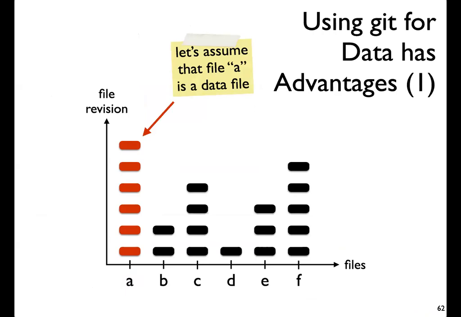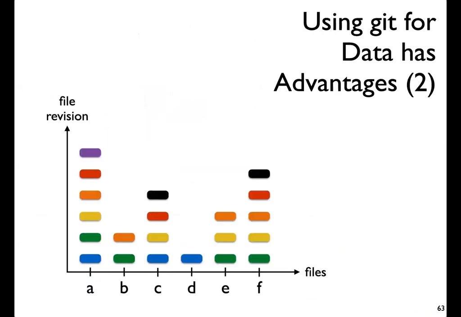So what does this give us? On the plus side, our Git repository records which versions of each file were committed together. So you know, for example, that the red version of file A was committed together with the red version of C and F.